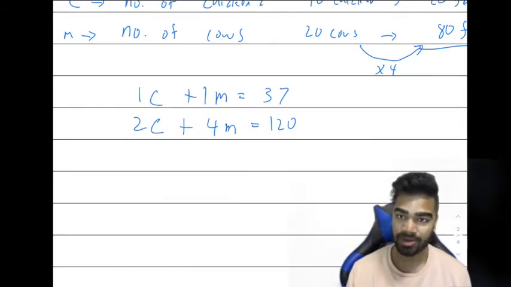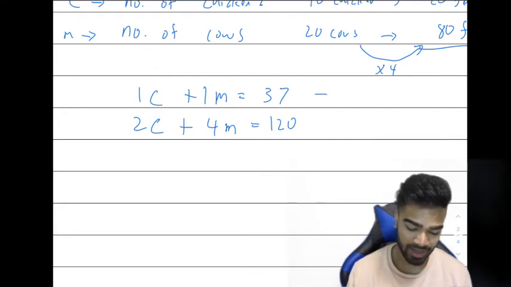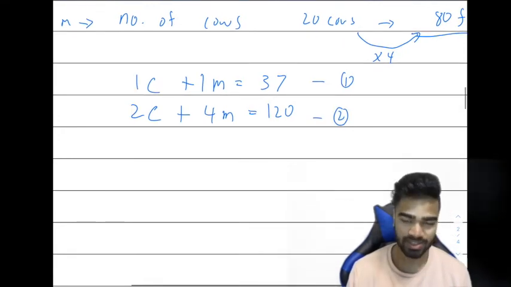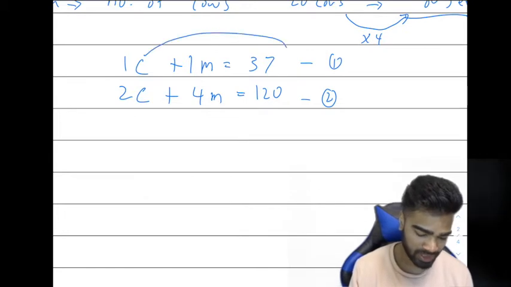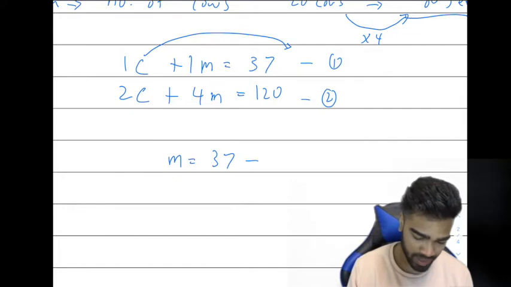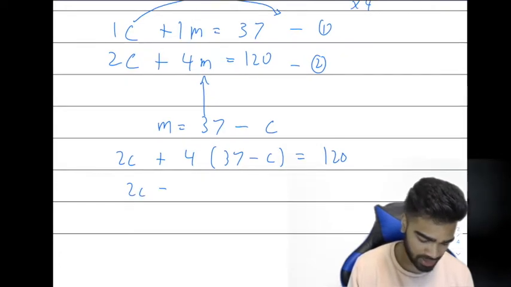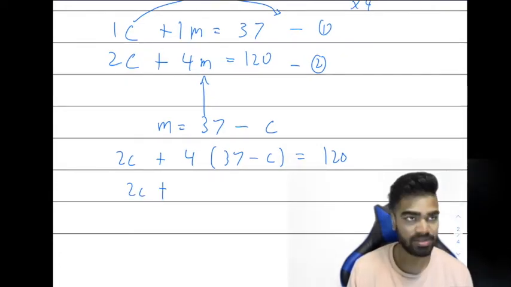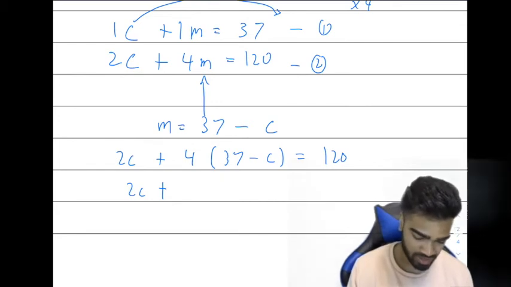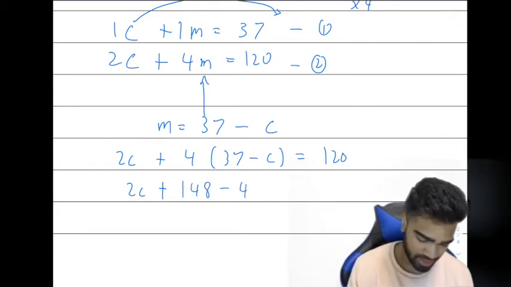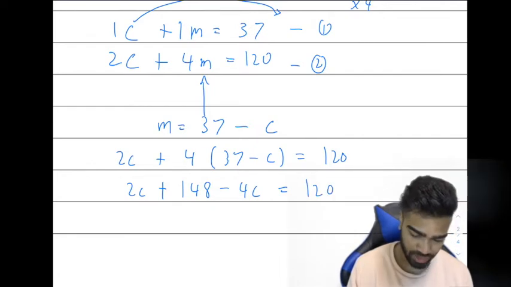I'm going to actually use substitution instead of elimination, so again, 2 equations, just for practice's sake. So I'm going to take c to the other side, so then I can say m is equal to 37 minus c. Which then I'll sub into equation number 2: 2c plus 4 multiplied by 37 minus c is equal to 120. 2c plus 4 times 37 is 148 minus 4c is equal to 120.